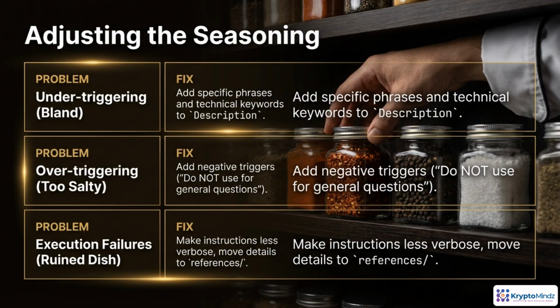Tuning a skill is like adjusting seasoning in a recipe. If your skill under-triggers and feels bland, enrich the description with the exact phrases and technical keywords your users actually say, plus any relevant file types or tools. If it over-triggers and dominates everything, add clear "do not use when" language, so Claude knows when to stay out of the way. If execution keeps failing, simplify. Shorten the core instructions, push long explanations and edge case docs into references. Keep the skill focused on the steps that must never be skipped.